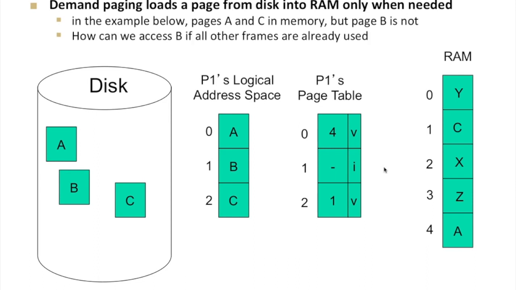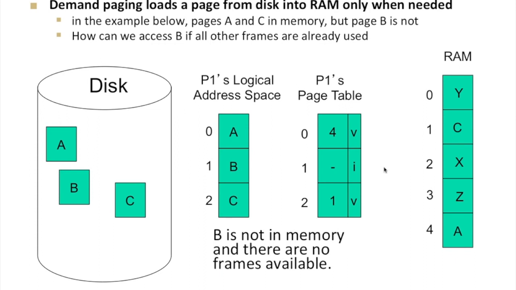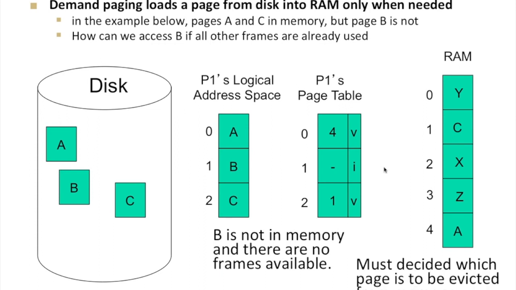Now, how can we access B if all the other frames are already used? If X, Y, and Z are already in memory, taking up all the other space, and we need to access B, how are we going to do that? There are no available frames. Well, we must decide which of the pages that are currently in RAM needs to be evicted so that we can make space for B to be put into memory. And this is a policy. It's an algorithm. It decides how it should be done.